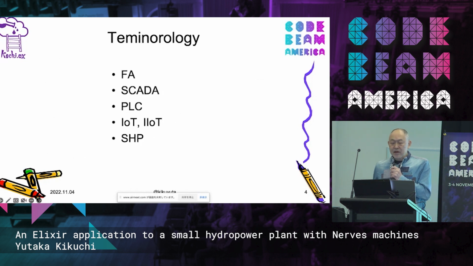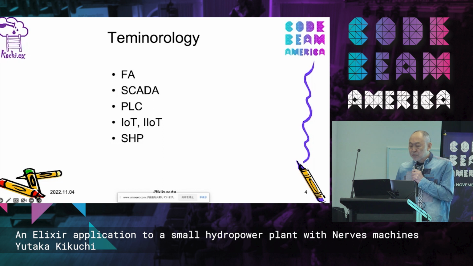Before starting the presentation, I want to explain some technical words you might not be familiar with. FA means factory automation. When I use the word FA, that means systems for individual use. Scada stands for Supervisory Control and Data Acquisition. We often say Scada is a remote OAM, operation and management system in the FA field. PLC stands for Programmable Logic Controller.